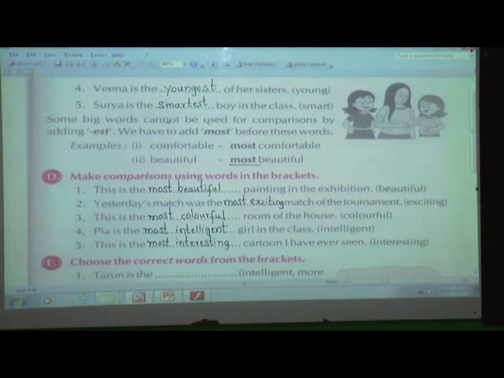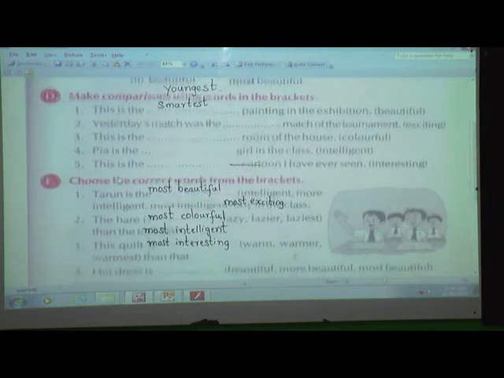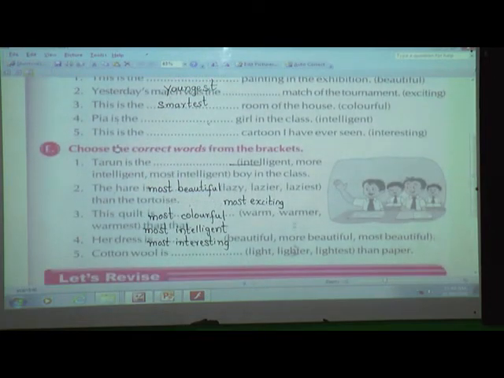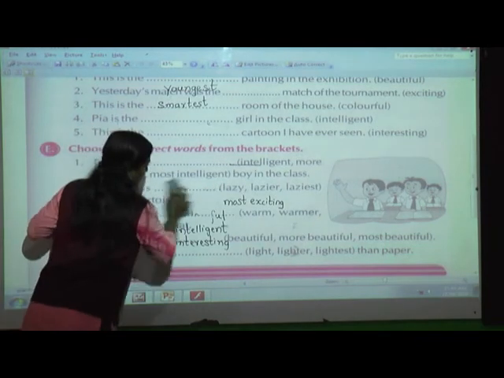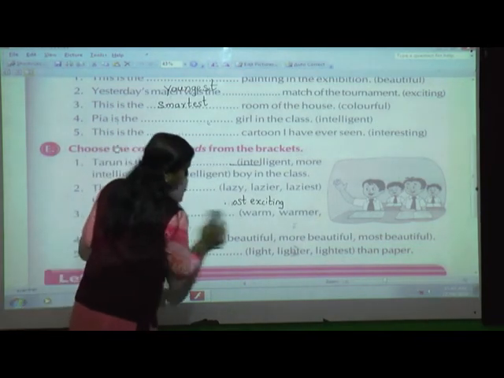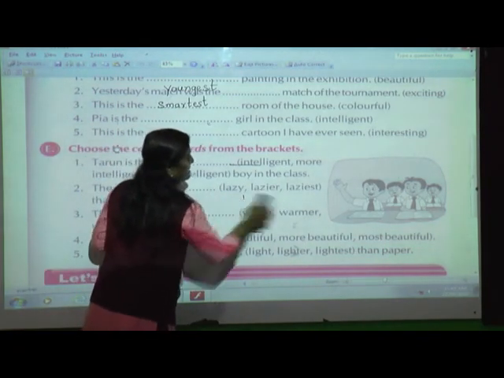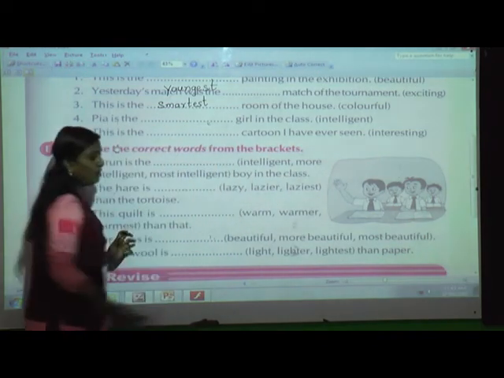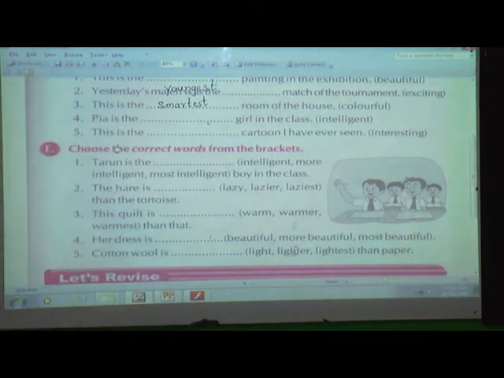So how you have to select, how you will do, we will see in exercise E. Ready, students? So when you are reading the sentence, that time you have to see how many things or how many persons have been compared. Is it 2? Is it 3? More than 2 or 3. So what is the question over here? Choose the correct words from the bracket.